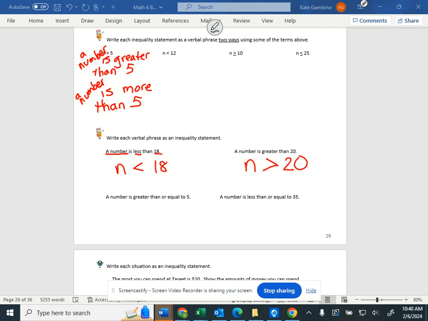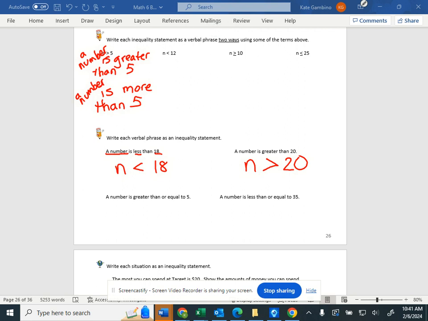So even though 18 is greater than n, we can't flip it and write that inequality. We're going to keep it. Our inequality should specifically show what that verbal phrase is saying. So if it starts with a number, you start with n. If it starts with 20, you would start with 20. So you start the same way the verbal phrase starts when you're doing that inequality.